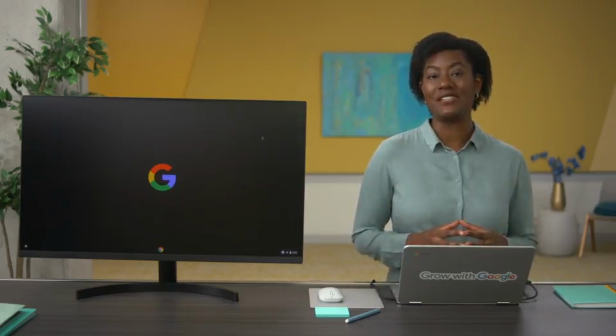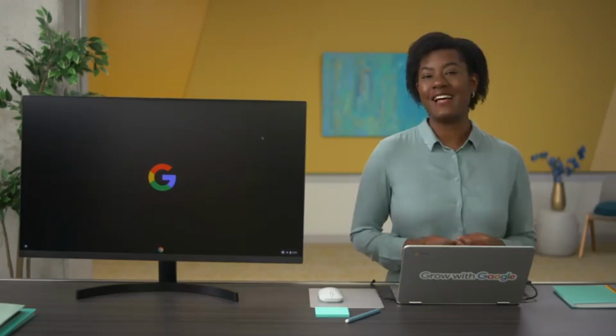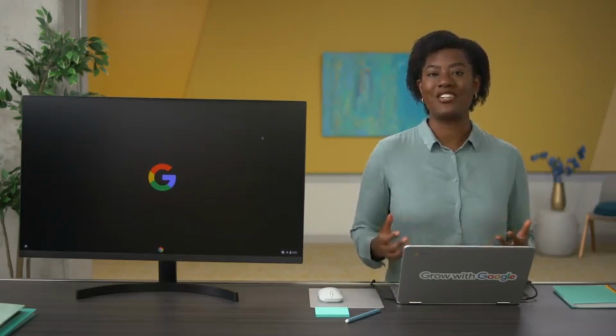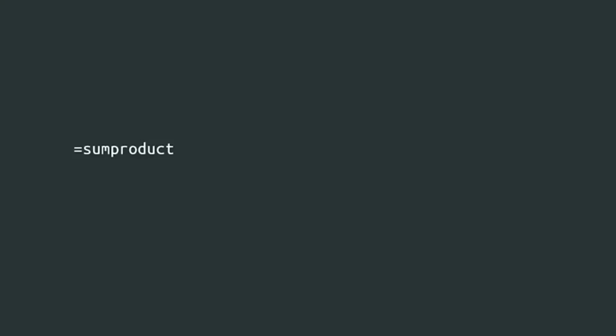The SumProduct function is also one of those tricks that analysts come across either on their own or from another source. You can also think of it as a shortcut for doing more complex calculations. We'll show you how SumProduct works and when you might use it to make your work life simpler. SumProduct is a function that multiplies arrays and returns the sum of those products. And here's what the SumProduct formula looks like. Equal sign, the SumProduct, followed by an open parentheses and arrays being multiplied and then added together. Each array is separated by a comma.